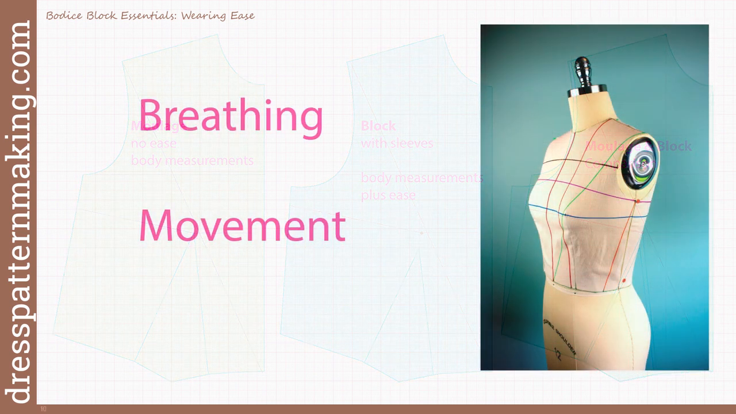So movement is obvious, but we also need ease for breathing. Now, this dressmaker's dummy, Dee Dee is what I'll call her from now on, is wearing a moulage, so there's no ease. The pink line around the armhole on the toile that Dee Dee is wearing is the upper bust. If I take my upper bust measurement when I'm relaxed and breathing shallowly, and then compare that measurement after I take the deepest breath possible, the difference is 3 inches.